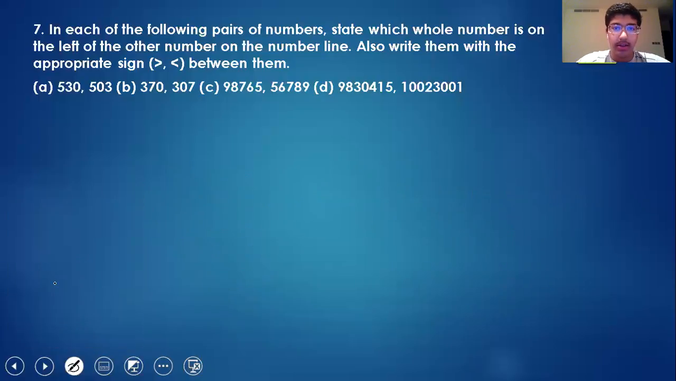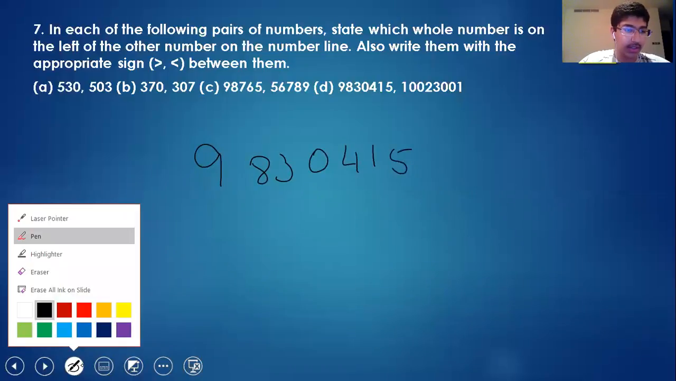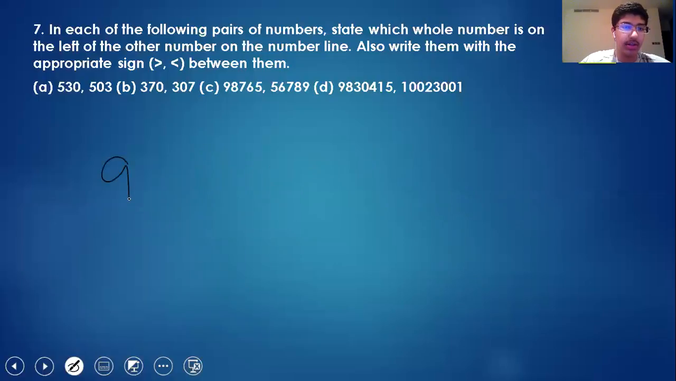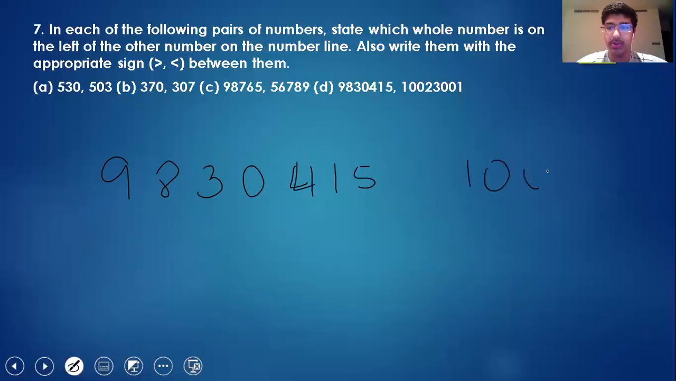All right. Next, D, 9830415. Wait, let's actually rewrite that again. 9830415 and 1002301. All right, in exams, please evenly space out your numbers so you can easily read them, so you do not make any mistakes. You should be able to see the numbers clearly. It should be neat. So just make sure you keep that in mind.